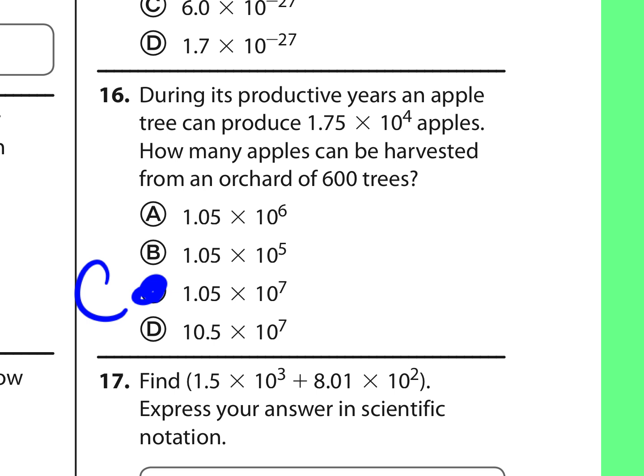Our last problem, 16. During its productive years, an apple tree can produce 1.75 times 10 to the 4th apples. How many apples can be harvested from an orchard of 700 trees? So this is the amount for one tree. We want to know about 600 of these. So we're just going to say 600 times 1.75 times 10 to the 4th. We just multiply in our calculator, and we do get 1.05 times 10 to the 7th, answer choice C.